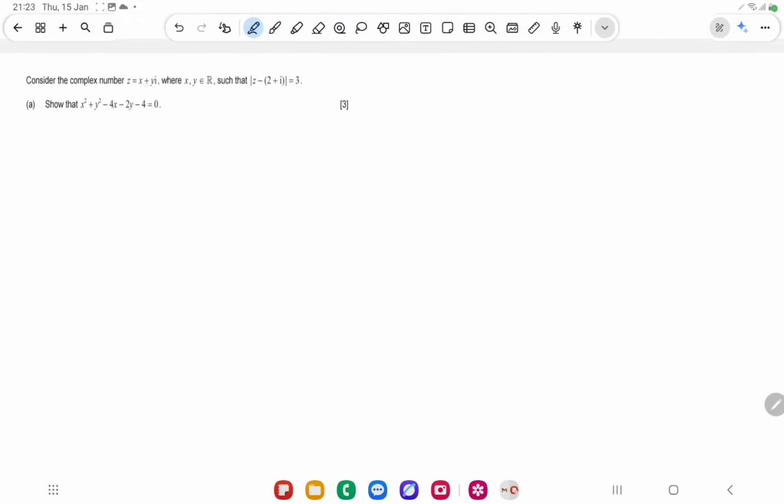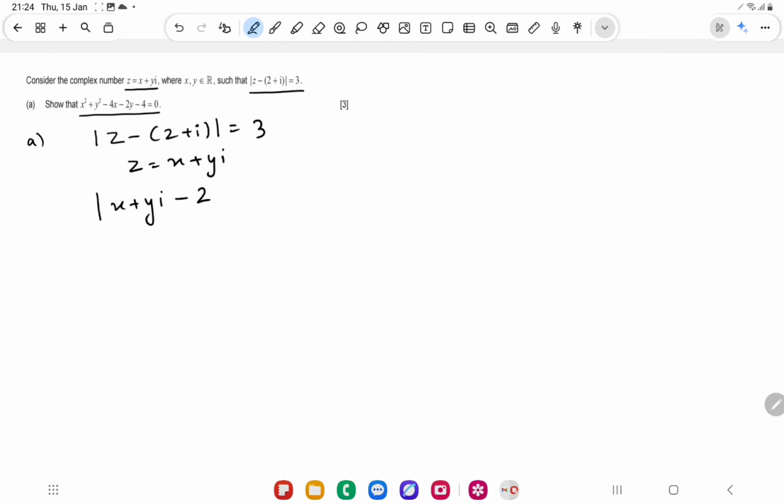In this question, we have to consider the complex number z equals x plus yi such that modulus of z minus 2 plus i is equal to 3. And in part A, we have to show that this equation is equal to 0. So let's start. Since modulus of z minus 2 plus i is given as 3, I will substitute the z value as x plus yi. So it is modulus of x plus yi minus 2 minus i is equal to 3.